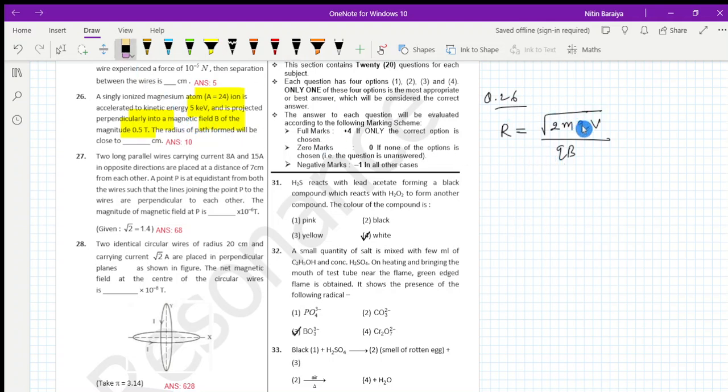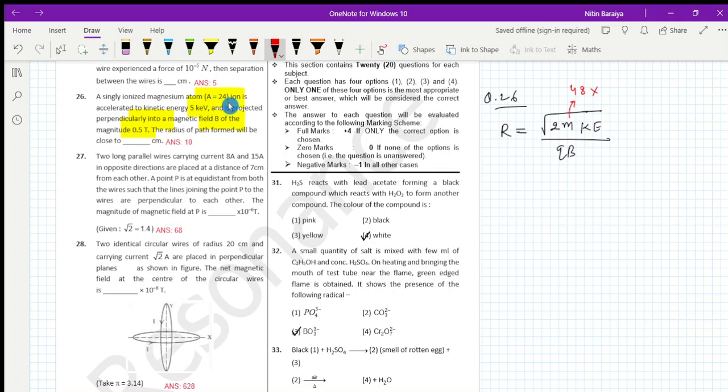Accelerated to kinetic energy, so let's write K.E. for the kinetic energy. Now, what is the value of mass that you put over here? 48. The singly ionized magnesium atom, 48. So 48 what? 48 kilograms. It should be 24 itself, no? Why would it be 48? Magnesium, no? The atomic number is given.